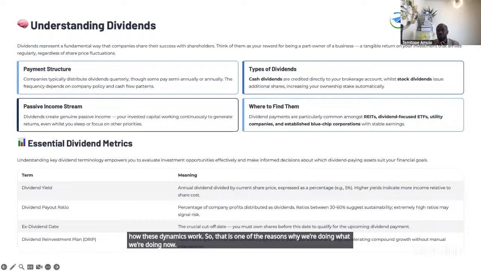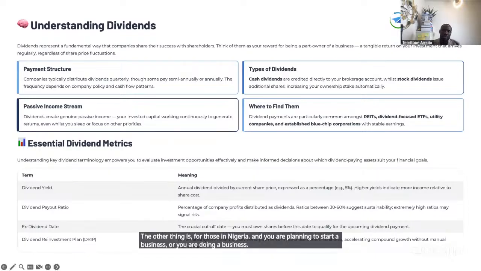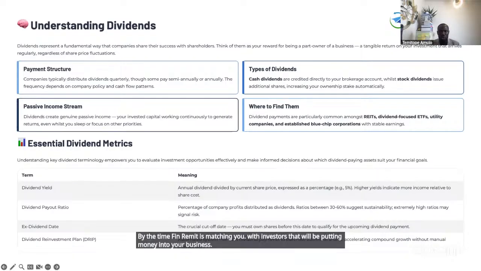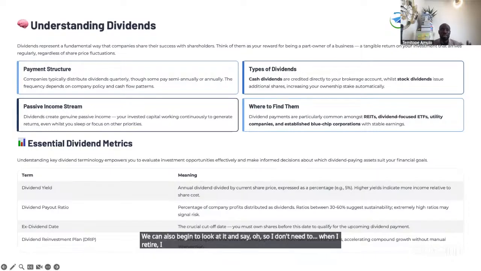The other thing is for those in Nigeria who are planning to start a business or are doing a business: by the time FinRemit is matching you with investors that will be putting money into your business, you will begin to understand that, oh, so this is how it works. And for some of us as well, when we are planning our pensions or retirement, we can also begin to look at it and say, oh, so when I retire, I don't need to be struggling, running up and down.